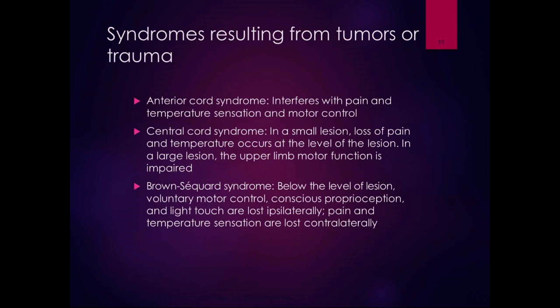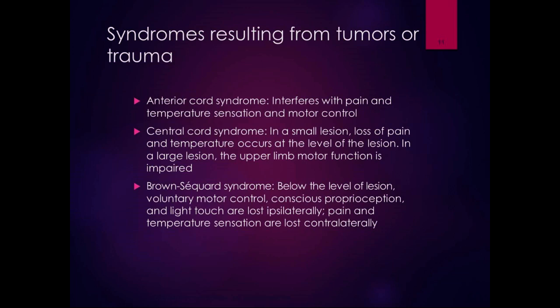We know that the voluntary motor control, conscious proprioception, and light touch cross over in the medulla. So if you have a lesion that's lower than the medulla, you're going to lose those things on the same side as the lesion. The pain and temperature sensations actually cross over at the spinal cord level, and so you're going to lose those sensations contralaterally. Okay, I hope that makes sense.